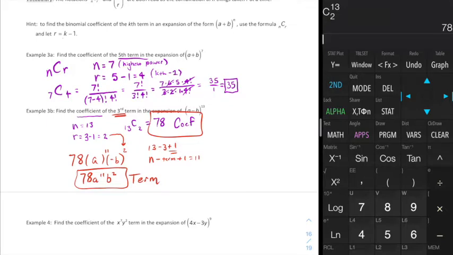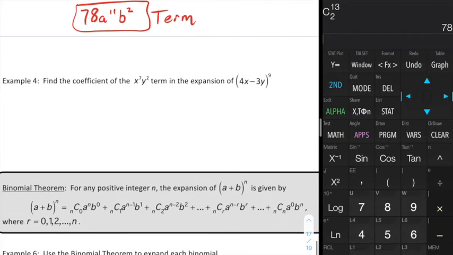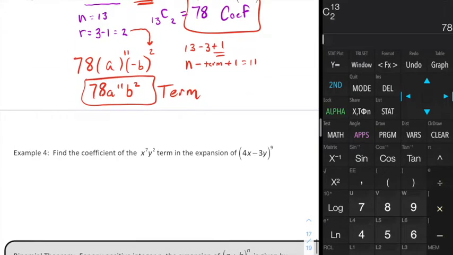All right, next one coming up here. This one is asking kind of the same thing in a slightly different way. They say find the coefficient of the x to the 7th and then the y squared term with this expansion right there. So finding that coefficient.